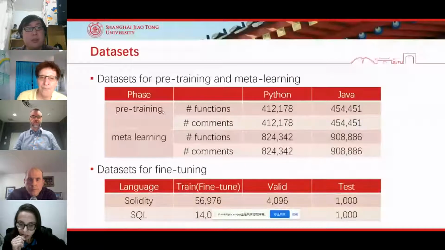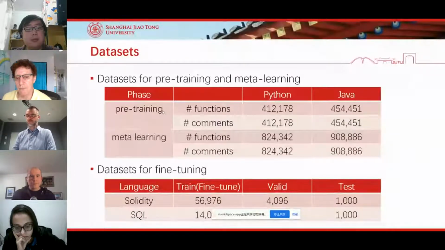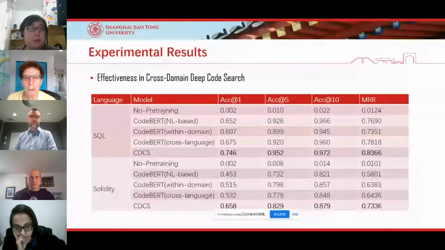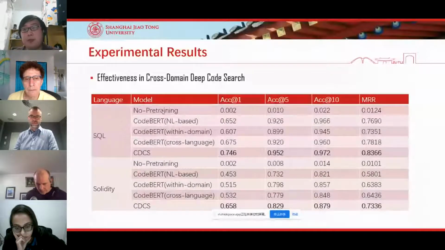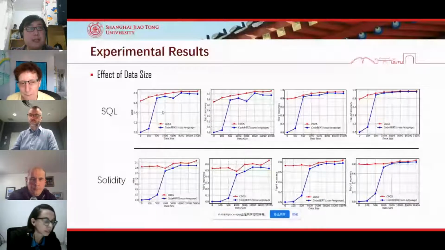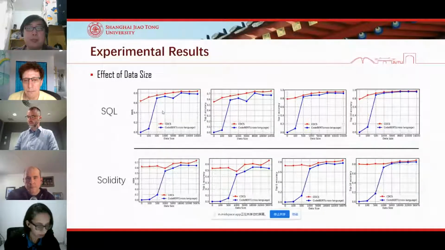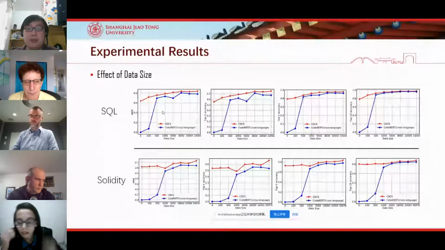In our experiments, we pre-train our model on Python and Java, and transfer the model to Solidity and SQL. We compared CDCS with full baselines, and we can see that CDCS outperforms the baseline models in terms of all metrics, especially top-one accuracy and MRR. We also present the performance of CDCS on the different datasets. The results show CDCS outperforms the baseline model on all datasets, which supports the significance of the improvement achieved by it.